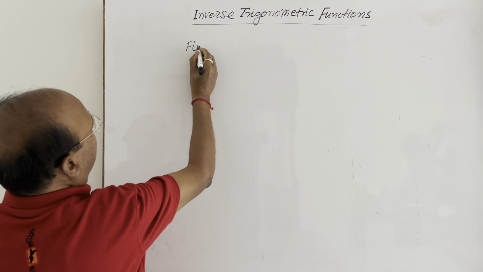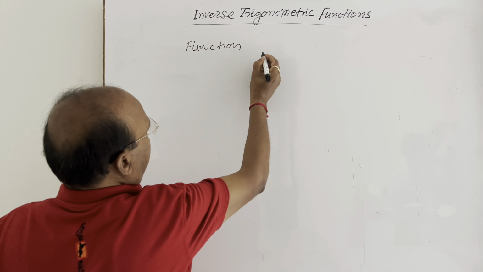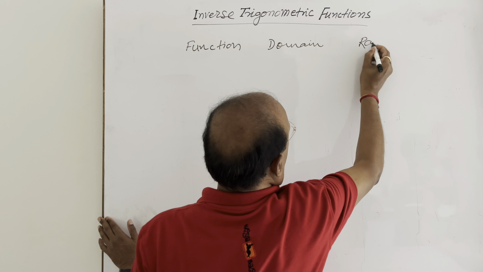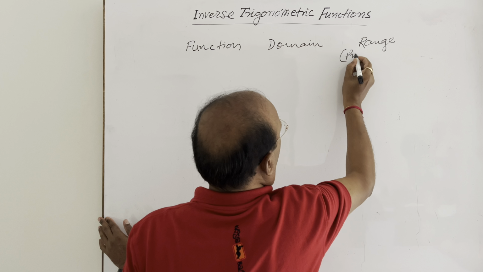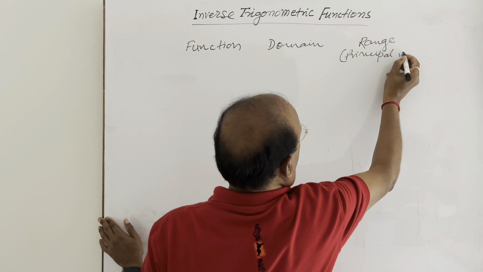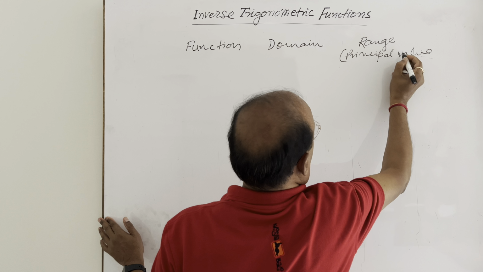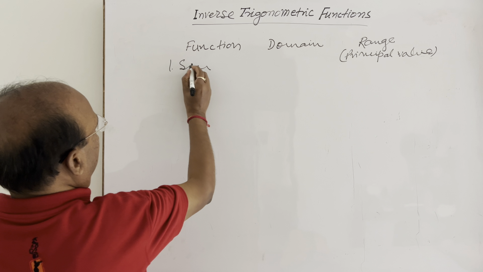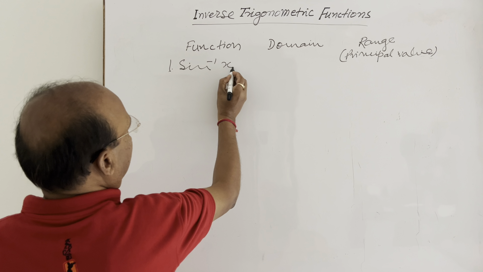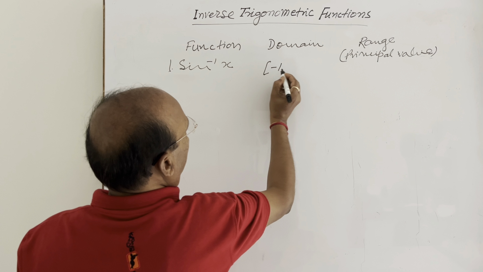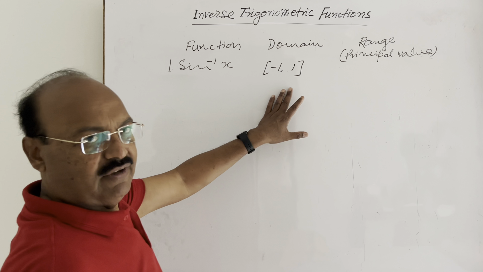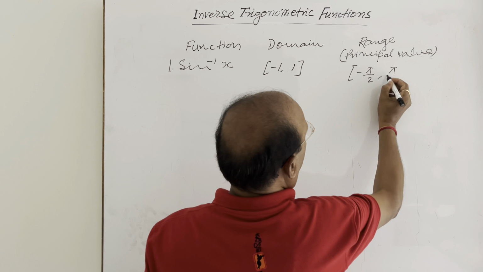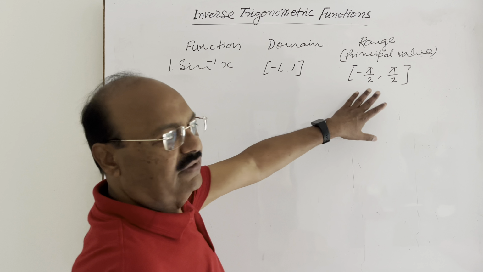First column is function, second column is domain, and third column is range of principal values. We will start with sine inverse x. Here the domain will be minus 1 to 1. This is a closed interval, and the range is minus pi by 2 to pi by 2. Closed interval here also in the range.